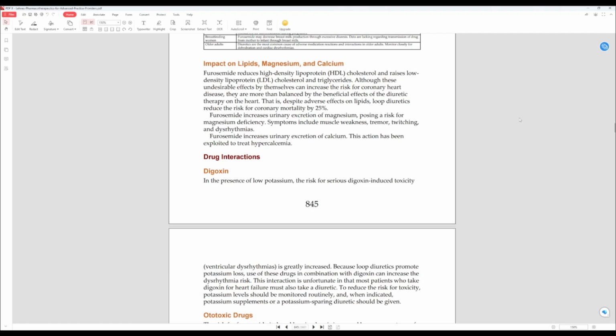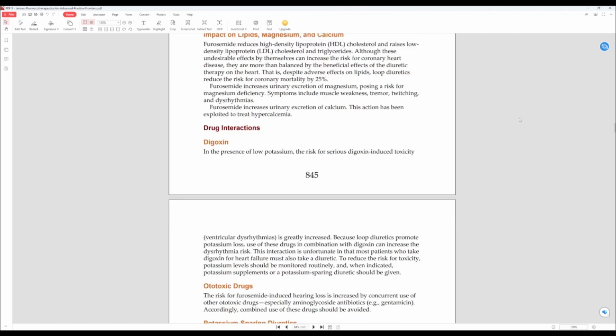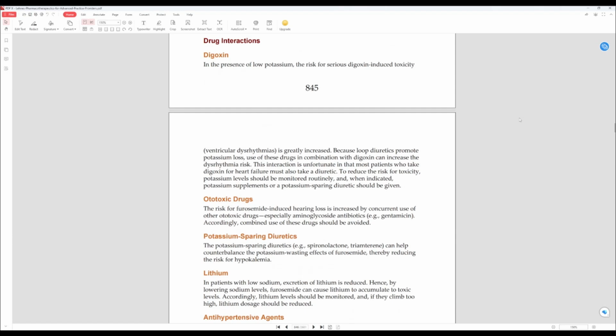Lasix increases urinary excretion of magnesium, posing a risk for magnesium deficiency. Symptoms include muscle weakness, tremors, twitching, and dysrhythmias. Lasix increases urinary excretion of calcium. This action has been exploited to treat hypercalcemia.